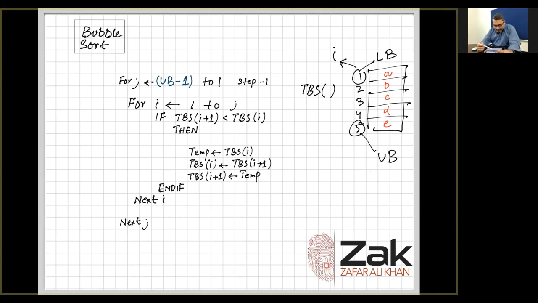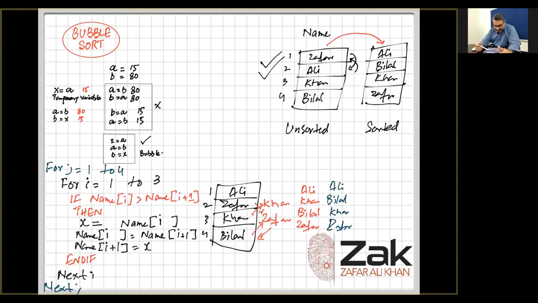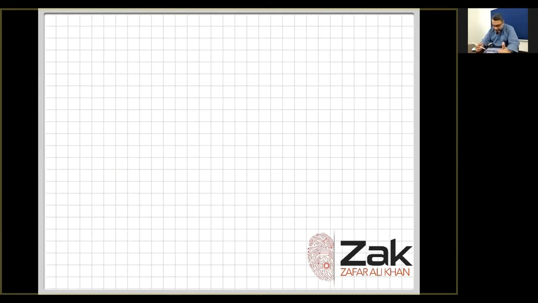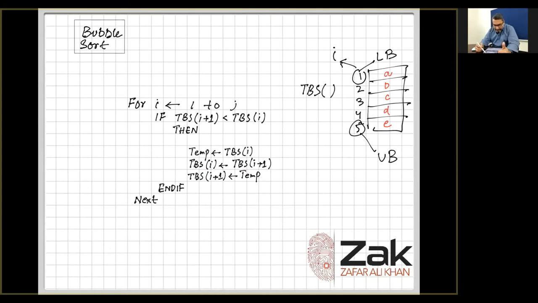As you would have noticed in the previous slide, when the first time we ran this loop, the largest value came down. We checked these two, nothing happened. We checked these two, Khan came up and Zafar went down. And then Zafar and Bilal, when they were checked, Bilal came up and Zafar went down. So whatever the largest value is in the first outer loop cycle, it goes to the end. So we don't have to check these values up till that last element.